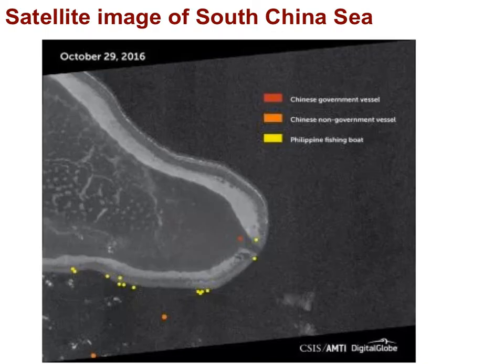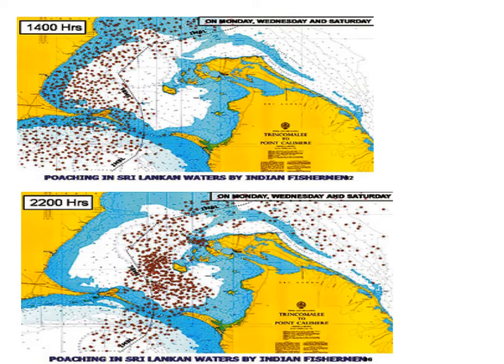Here is a satellite image in the South China Sea showing vessels from different countries. Here are two images that are representations of satellite photographs of India here on the left and Sri Lanka on the right. At 2 in the afternoon, the Indian fishermen are within the economic exclusion zone of India, but by 10 p.m., the Indian vessels had encroached on Sri Lankan waters. This is the kind of activity that results in overfishing.